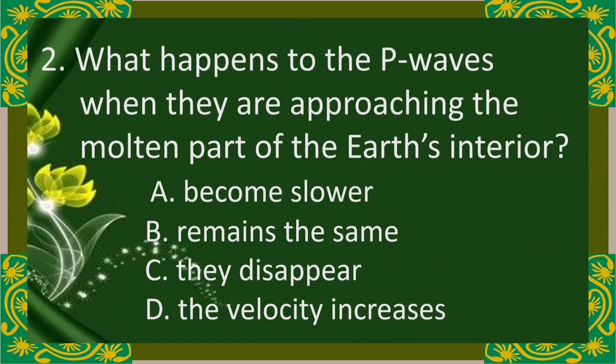2. What happens to the P waves when they are approaching the molten part of the Earth's interior? A. Become slower. B. Remains the same. C. They disappear. D. The velocity increases. What is the correct answer? The correct answer is A. Become slower.